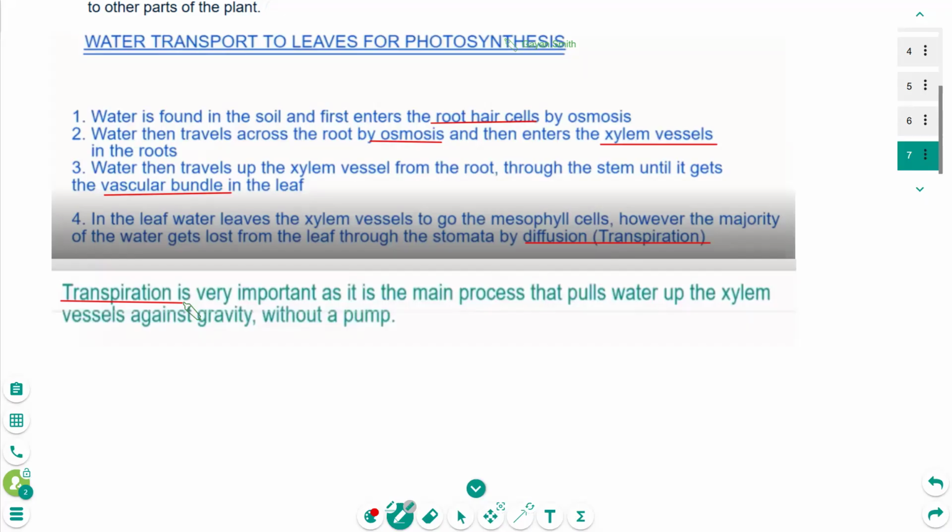So guys, I'm going to teach you now about the structure of the xylem vessel, because they're the ones that are going to be transporting the water up from the roots to the leaves.